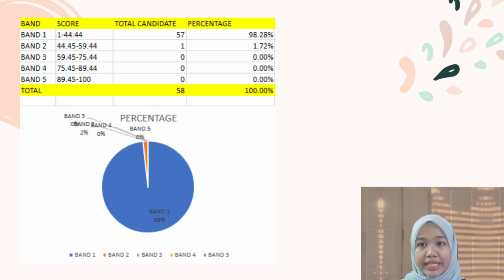Next, we go to the pie chart. The pie chart shows the percentage of each competency band. Band 1 is represented by the blue color, which is 57 candidates, and the percentage is 98.28%. Orange represents band 2 with only one candidate, with a percentage of 1.72%. Others are for band 3, 4, and 5. So I think that's all from our group.